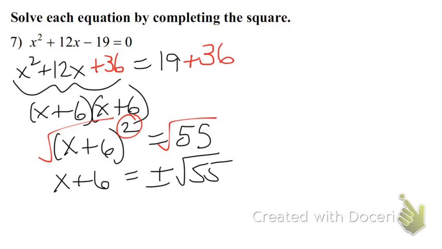Move the 6 to the other side, which will make it a negative. So x equals negative 6 plus or minus the square root of 55. And 55 is the same as 5 times 11, but neither of those can be square rooted, so we're done.